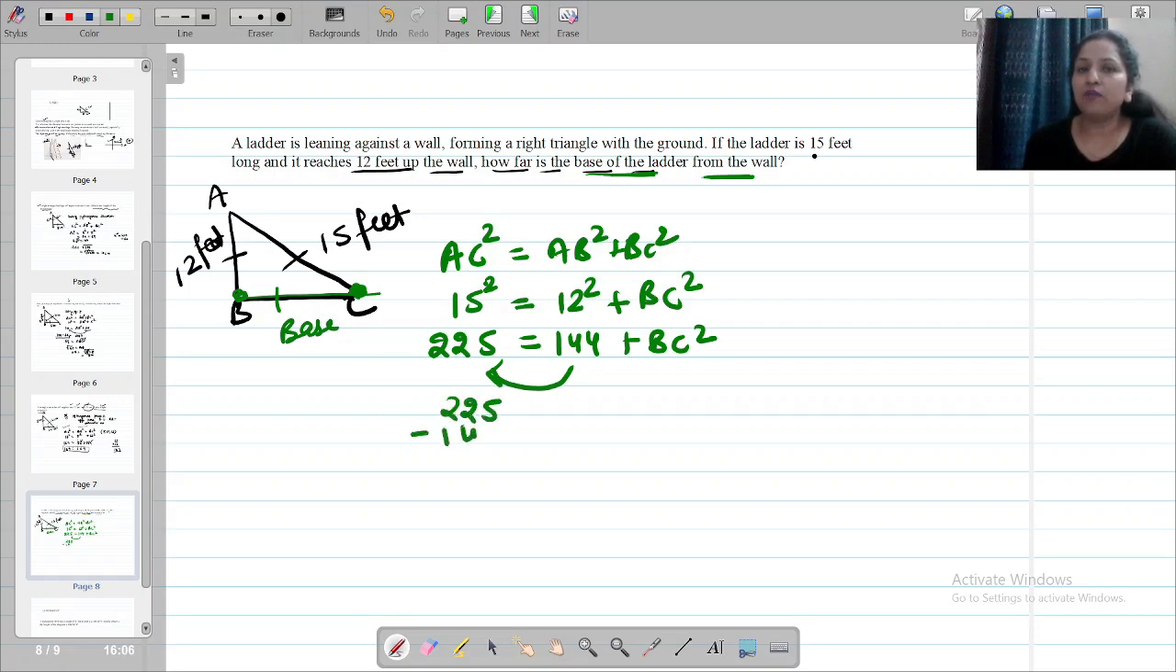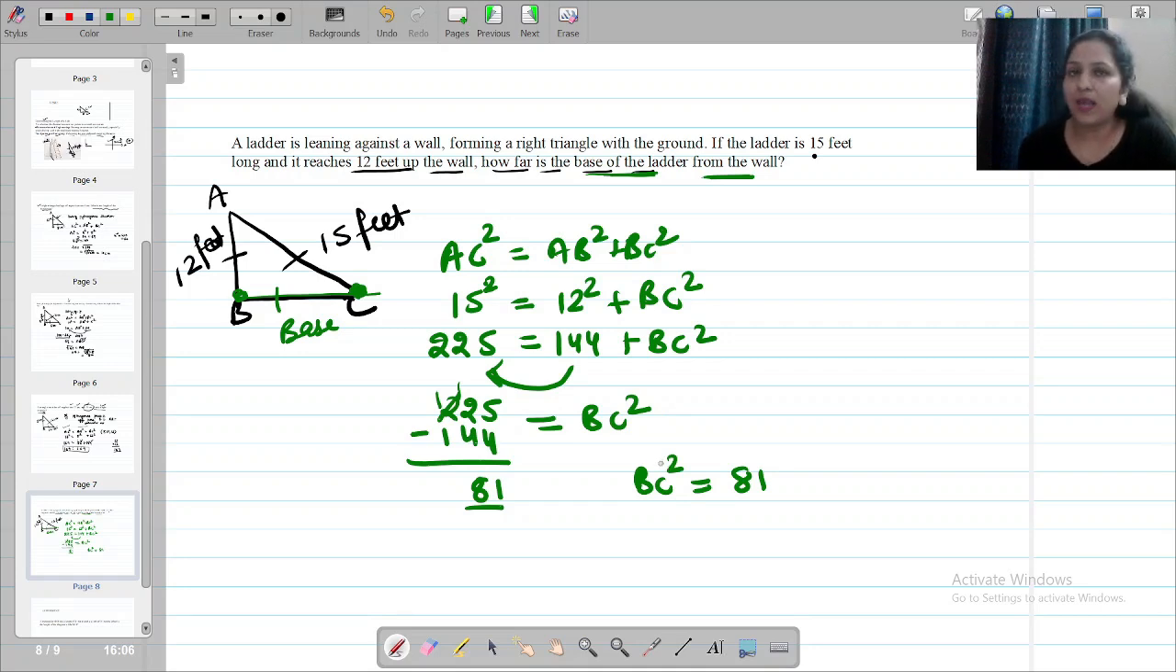225 minus 144. Is it equal to BC square now? Right. Let us take the difference. 5 minus 4 is 1. I'll take a carryover. 12 minus 4 is what? That is 8. So BC square, what did I get the value as? 81.